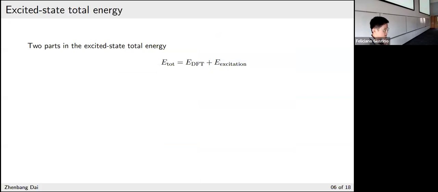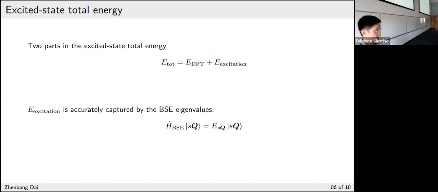Okay, so as you saw earlier, we also follow the idea that we think of this problem as an excitation problem, meaning that we express the total energy of the excited state as two parts. One is the DFT energy for the ground state, and the other part is the excitation energy. And the ground state energy can be captured by DFT very accurately, because we know DFT is a ground state theory. And the excitation energy can be accurately captured by the Bethe-Salpeter equation eigenvalues. And here is a very compact form of the Bethe-Salpeter equation.